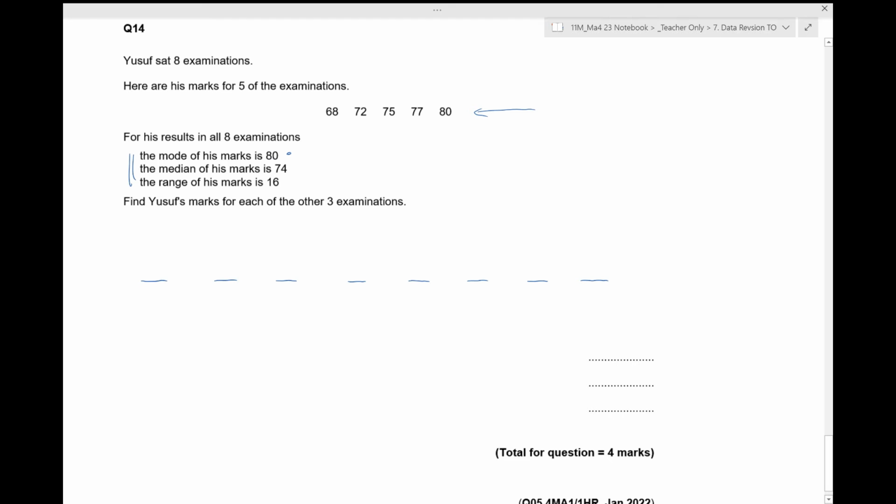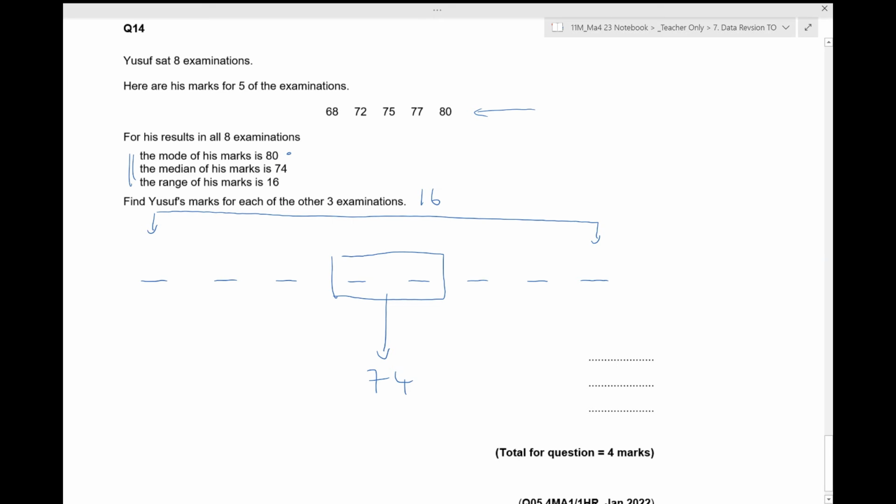The median is 74, right? So halfway between those two is 74. Okay. The range of the marks is 16. So the difference between the smallest, his lowest score, and his highest score is 16. Find his marks for each of the other 3 exams.